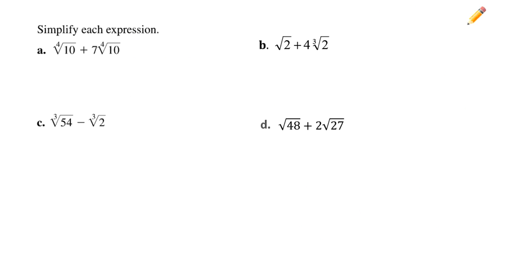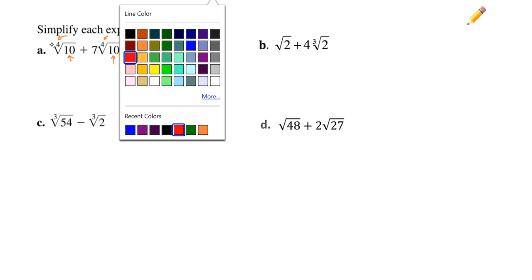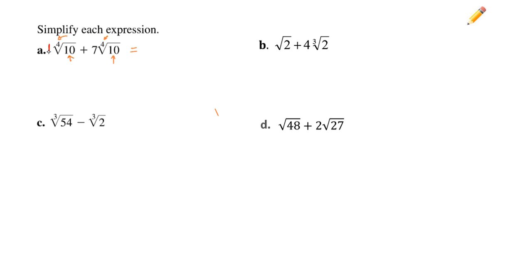All right, more examples. Okay, I'm checking. I've got a 4 here and a 4 here. Check. Those are okay. 10 here and a 10 here. Check. Those are okay. So I'm going to add them together. How many do I have here? Well, there's nothing written, so we assume it to be a 1. That means I've got 1 plus 7, which is 8. And then you put the root back in, 4th root of 10.